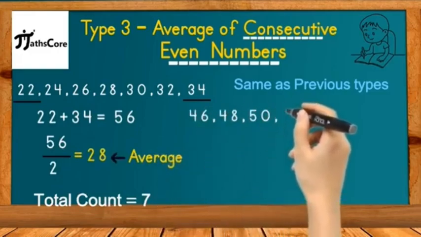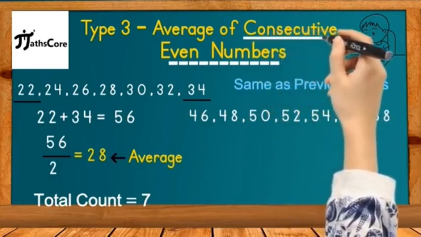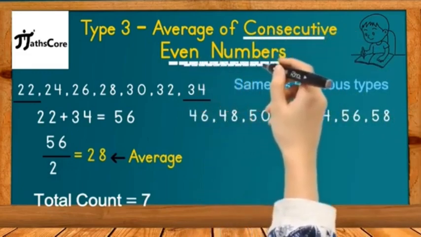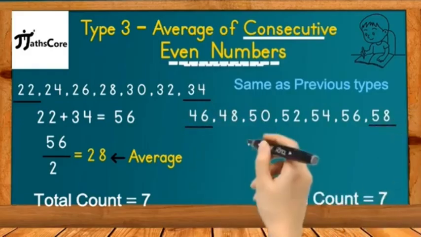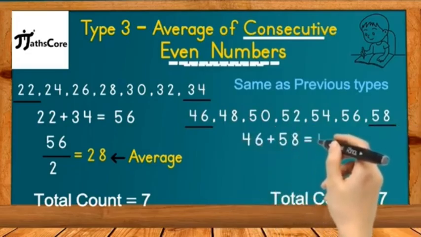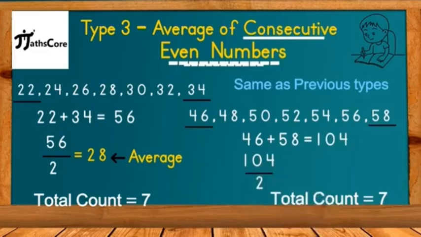Second example is 46, 48, 50, 52, 54, 56, 58. In this example, all numbers are consecutive even number and exactly 7 numbers are given. So add first and last number together. 46 plus 58, which is equal to 104, and now divide this 104 by 2. 104 divided by 2 is equal to 52, which is average of all this consecutive even number.